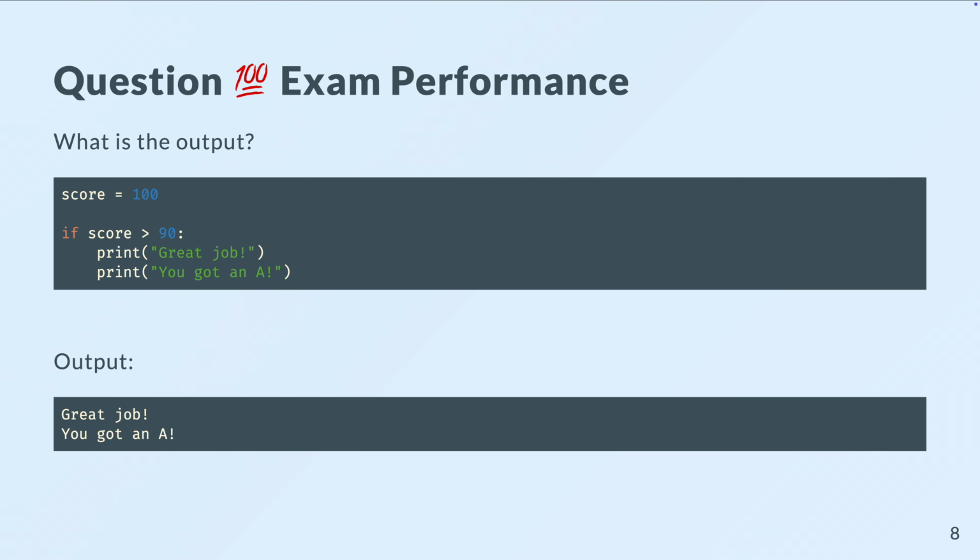Let's check the output. Score is 100, and 100 is greater than 90. So the condition is true. Python prints the first line, great job. Then Python prints the second line, you got an A. Both lines print because both lines are indented under the if statement.